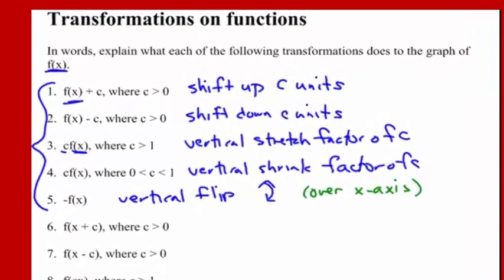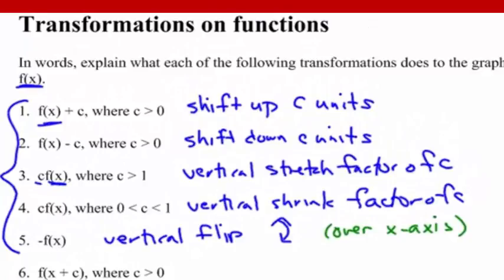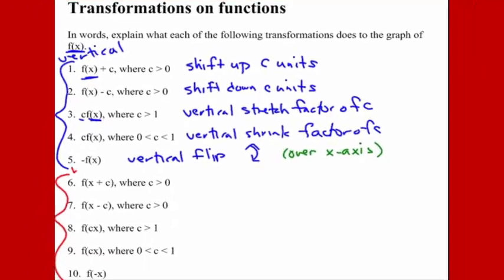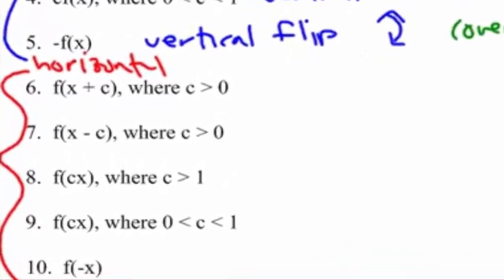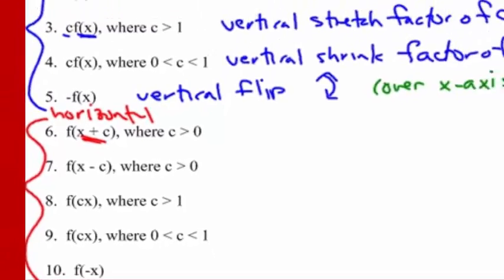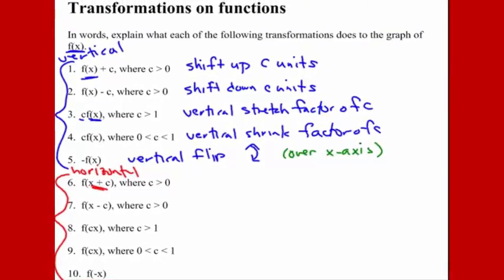These first 5 problems are vertical transformations. The last 5 problems are horizontal functions. The horizontal change happens inside the parent function because you're doing something to the x before you put it into the function. So if I add c to x before I put it into the function, it's going to shift left instead of to the right.